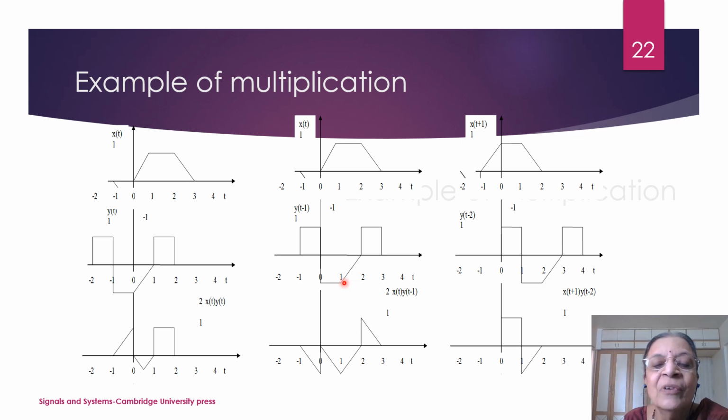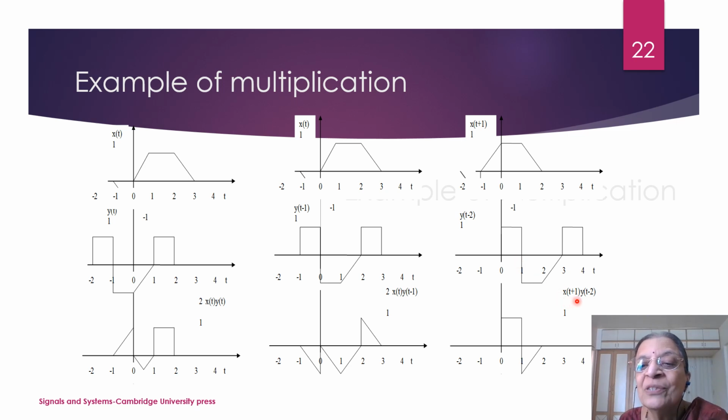Now in this case it is varying between minus 1 to 0, but this is 1, so minus 1 to 0. This is 1, but this is varying between 1 to 0, so it will vary between 1 to 0. So concentrate on a particular interval and then just go on multiplying.